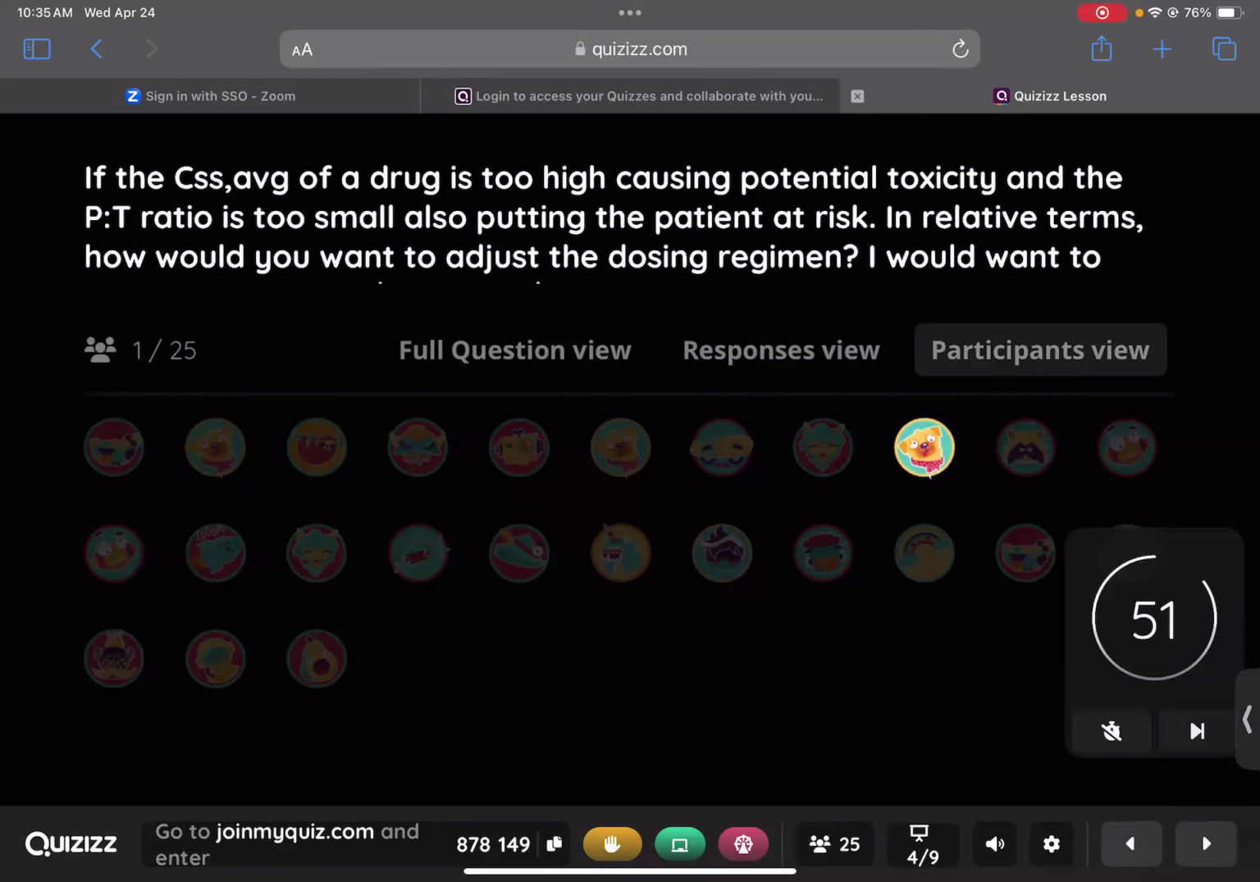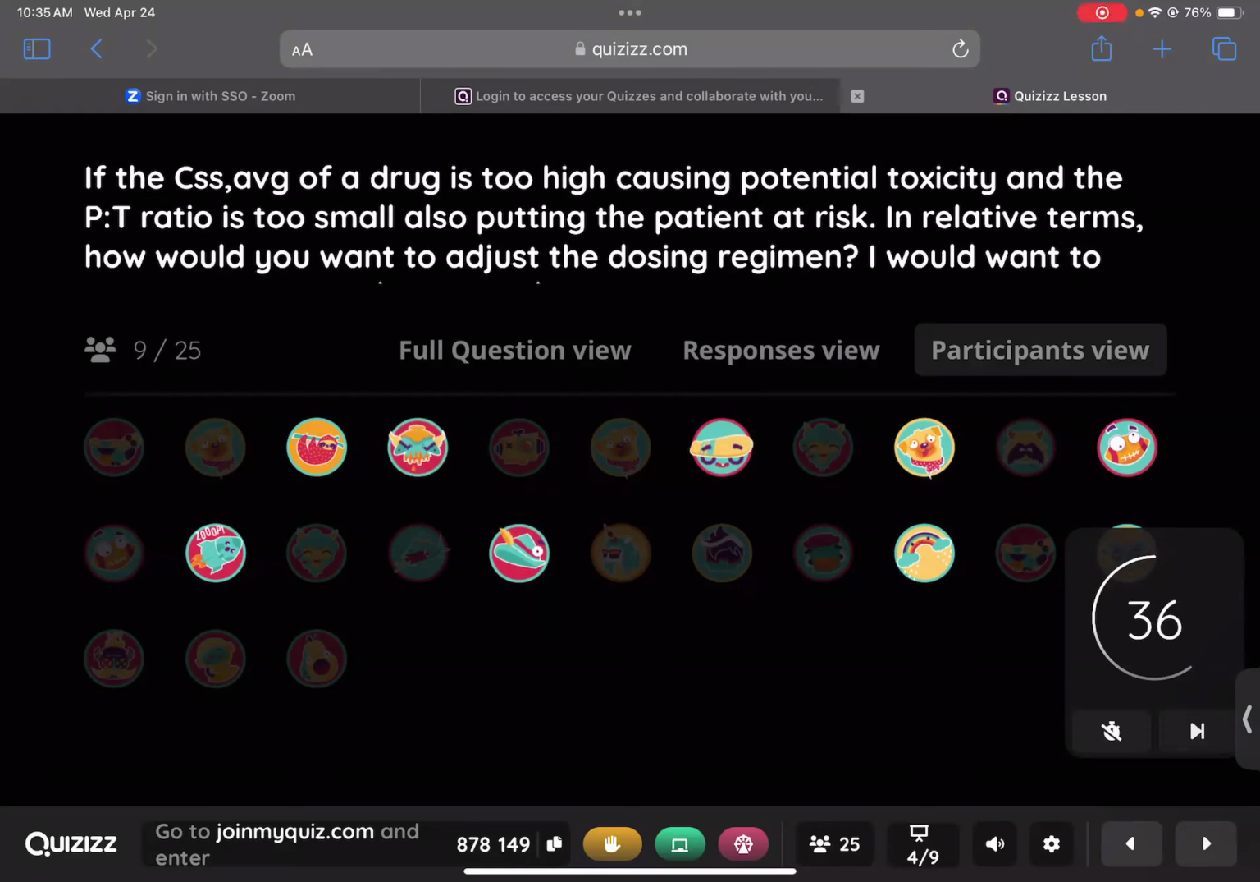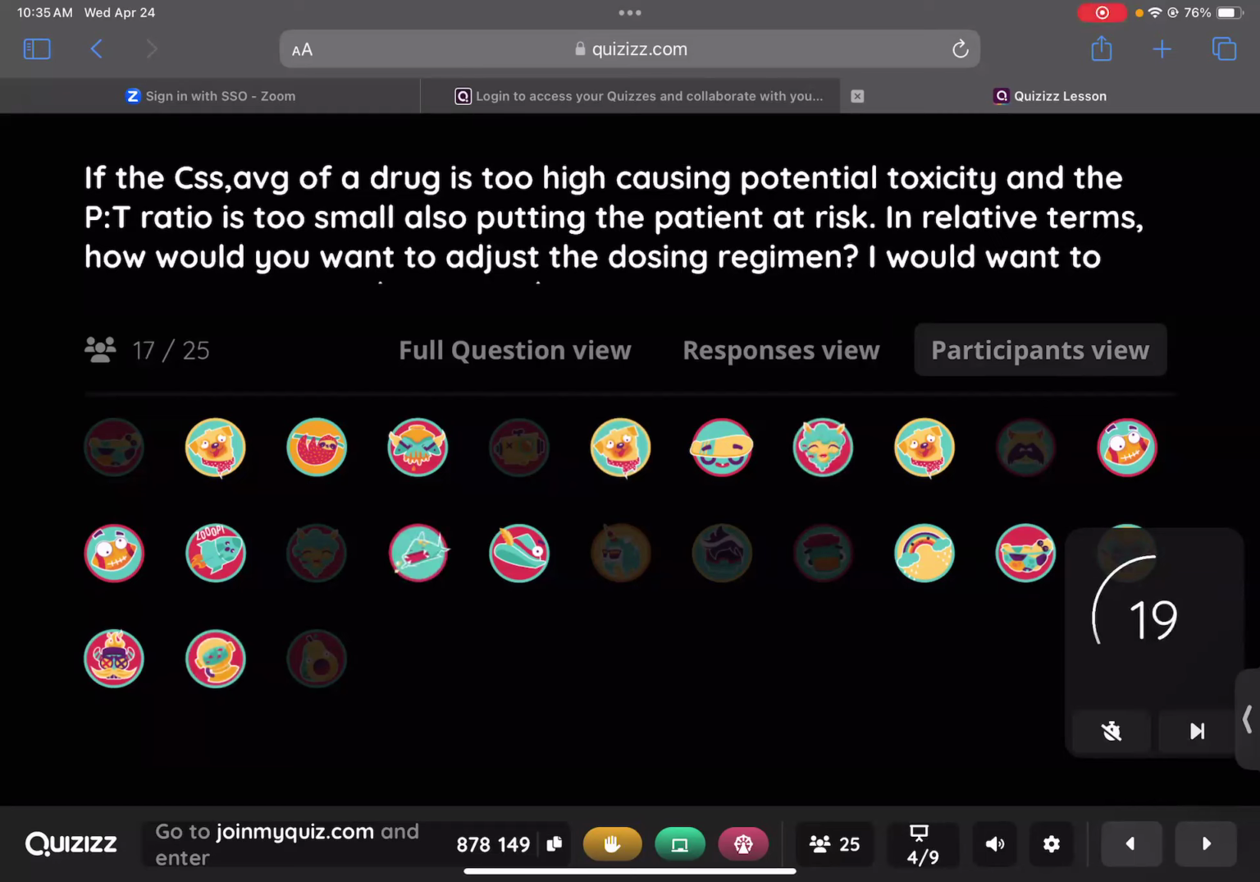This one should be easy. So this is the first time I can tell you a peak to trough ratio being too small could put a patient at risk, like aminoglycosides, right? Because we need a high peak and a low trough. For the first time, I can talk to you about a real life example of that and have it make any sense.